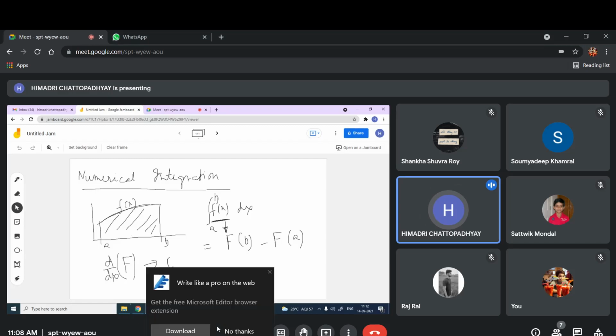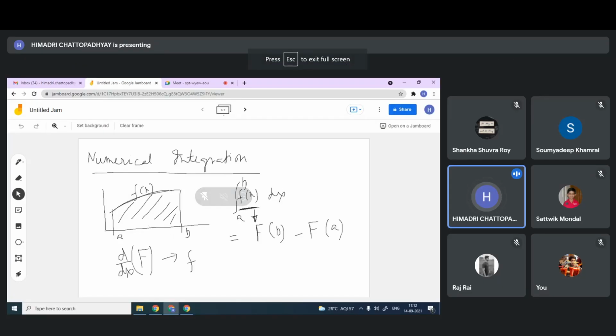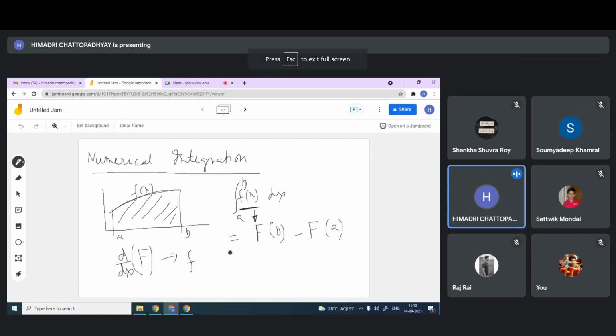If the function is straightforward, or even for a complicated function, you can directly integrate. But in real-life problems you have to resort to some other approach, because you cannot always get this function. For example, there is a crater like this, say geographically a lake, or in machining you are creating a crater.